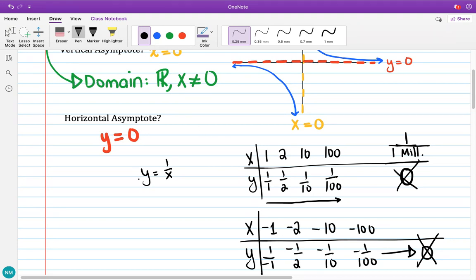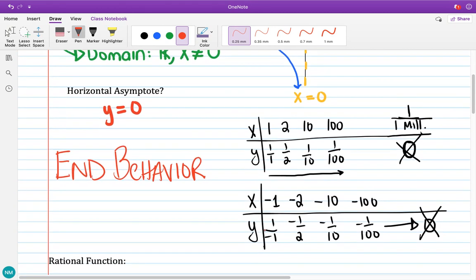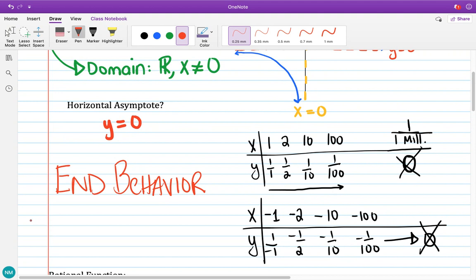The whole point of your horizontal asymptote, and I'm going to write this down because it's important, is that we need to focus on the end behavior. Meaning, what happens as x gets infinitely larger, y approaches what number? Just a little recap of what we did in the past with polynomial functions: as x approaches positive infinity, f of x approaches, and for polynomial functions, it was always positive or negative infinity.